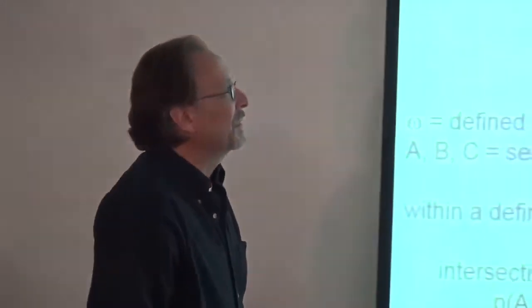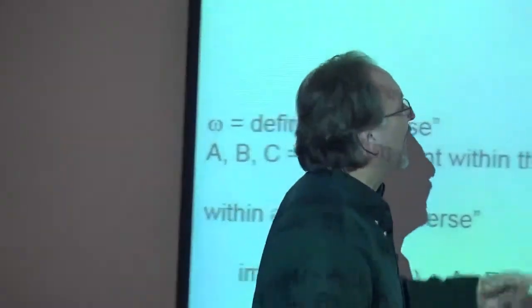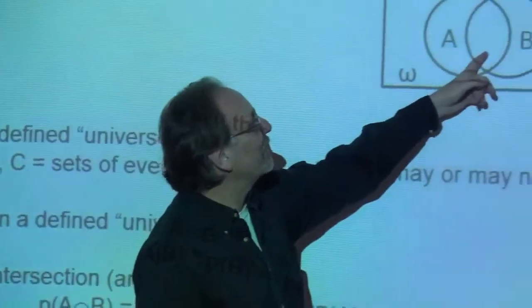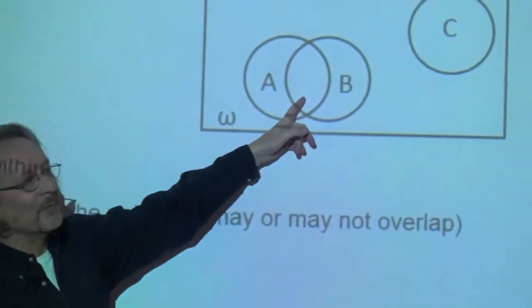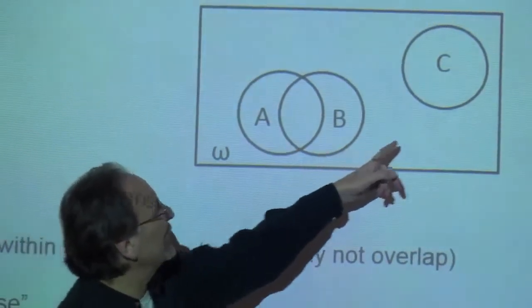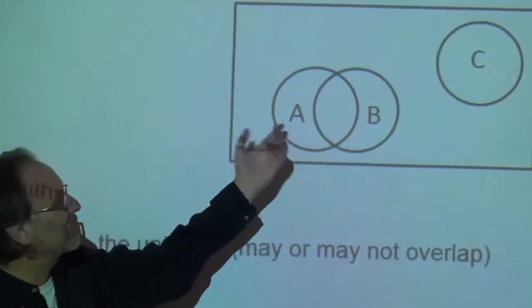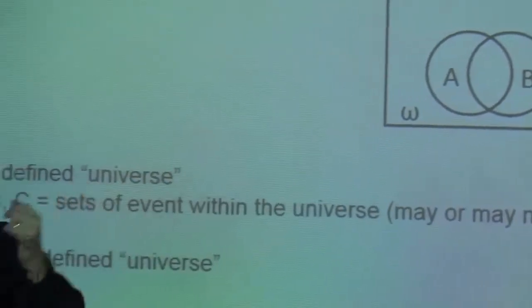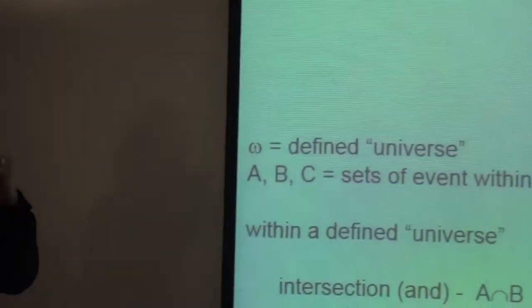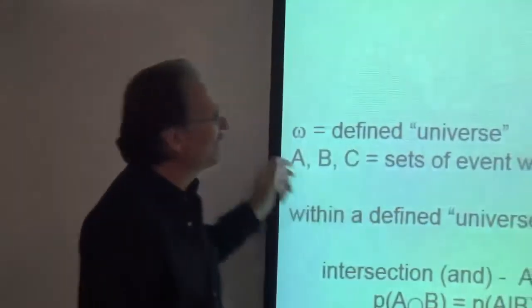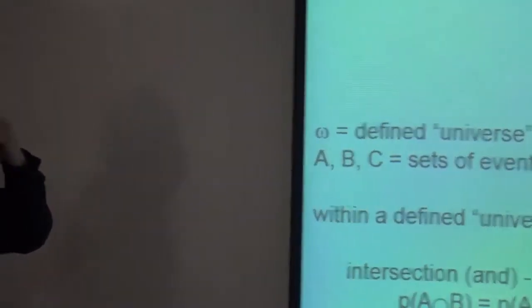Here we happen to have 3 sets, A, B, and C. A and B happen to intersect, so that means that A and B have some elements in common, whereas C does not intersect with either A or B, so there are no elements in common with either one. These are sets of events. It's a typo I just realized. We recognize sets of events within the universe, and they may or may not overlap or intersect.